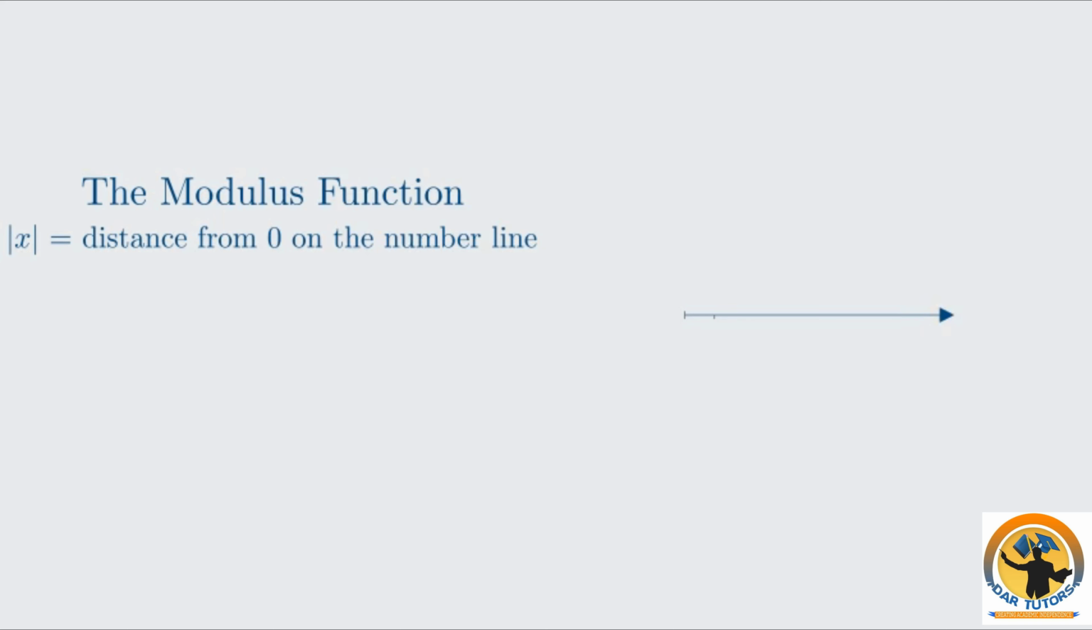Let's visualize this. For a positive number, like 7, its distance from 0 is simply 7. So the modulus of 7 is 7. Now consider a negative number, like -5. Its distance from 0 is 5 units. Therefore, the modulus of -5 is 5.